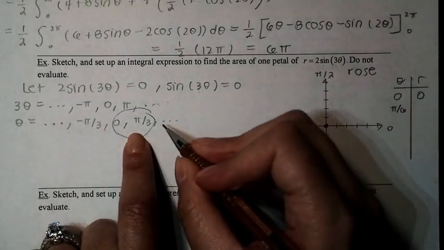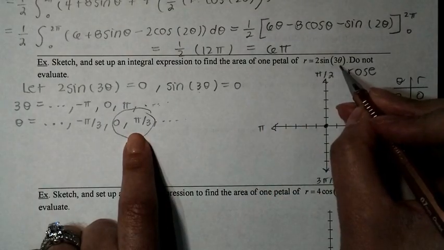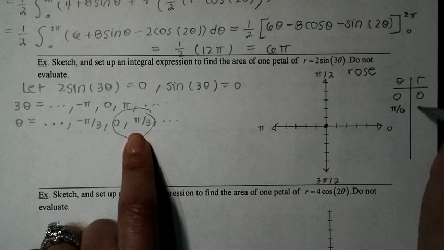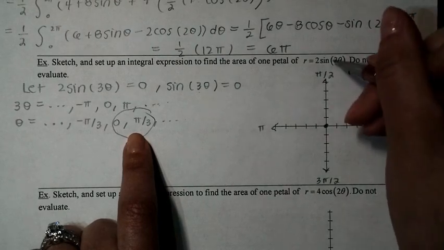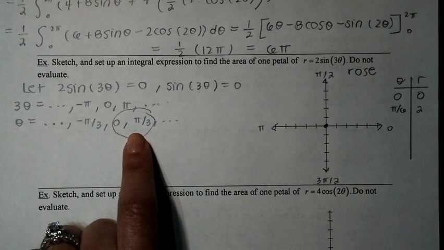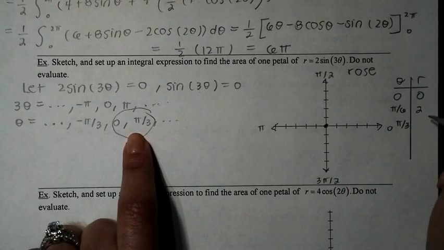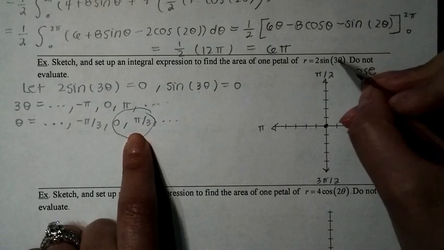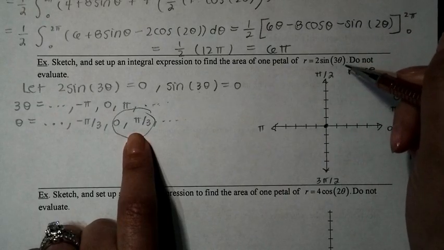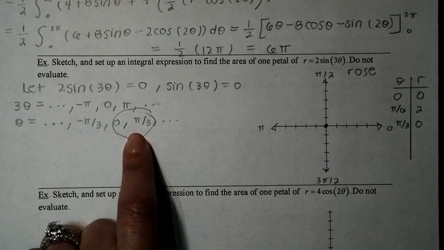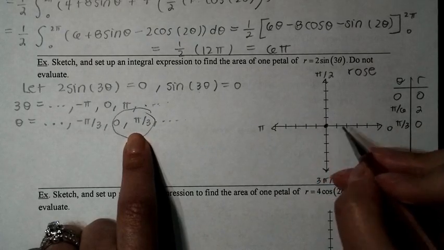What happens when you plug pi over 6 here? That's going to be 2, because this is going to be 1, so 2. After that you would plug in your friend pi over 3. When you plug pi over 3 here, you have 2 sine of pi, which is going to be 0. So you're back there. So how does it work?